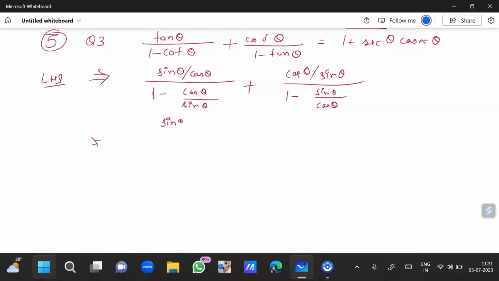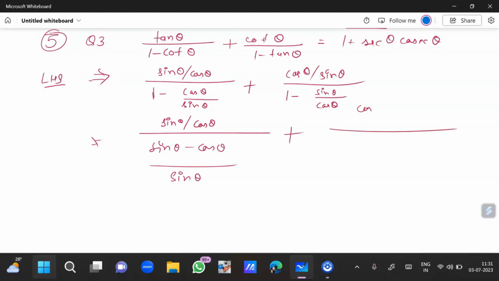Sine theta divided by cos theta, divided by, if I take the LCM here, sine theta, it will become sine theta minus cos theta, plus cos theta and sine theta. If I take the LCM here, cos theta, this will become cos theta minus sine theta.